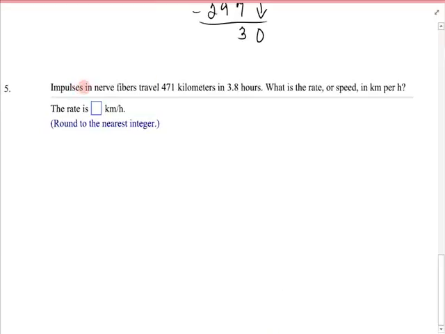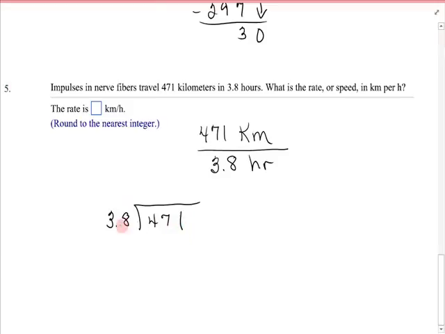It says impulses in nerve fibers travel 471 kilometers in 3.8 hours. What is the rate, sometimes called the speed, in kilometers per hour? All right, let's see. I have 471 kilometers, that's the abbreviation, in 3.8 hours, that's the abbreviation. So let's divide 3.8 into 471. Move that one place, add a decimal point, move it one place, add a 0.